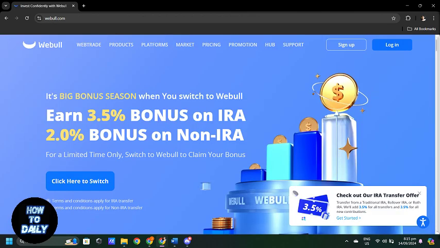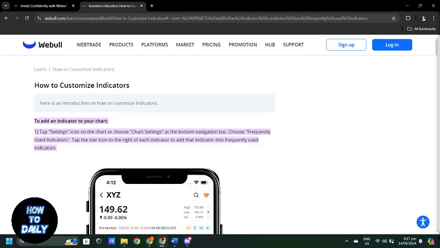First, we will need to open the WeBull app and go to the stock you are interested in. Tap on the indicators option to access technical analysis tools like moving averages, RSI, and MACD.